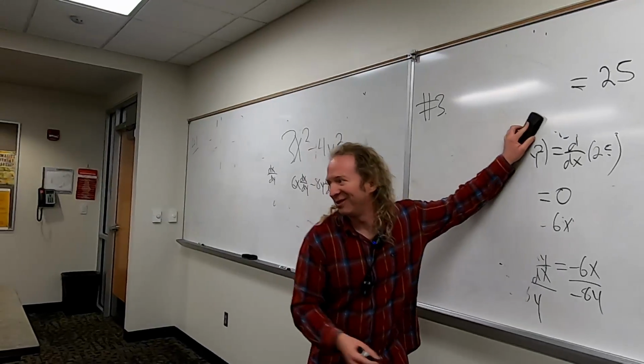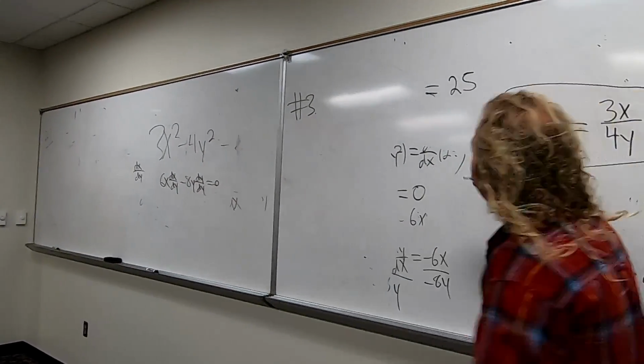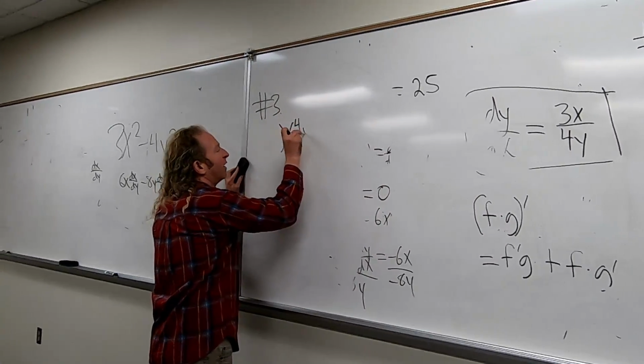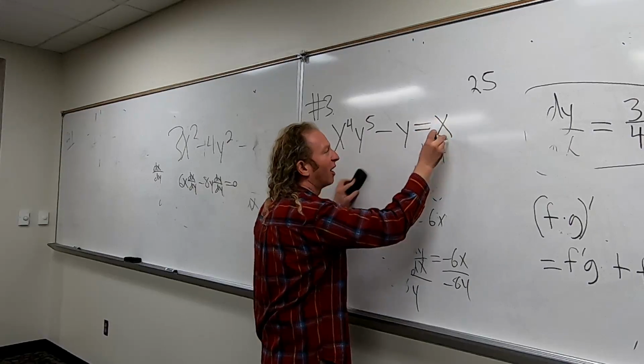Okay. It's x to the 4th, y to the 5th, minus y equals x. All right, try to do it. See if you can do it.